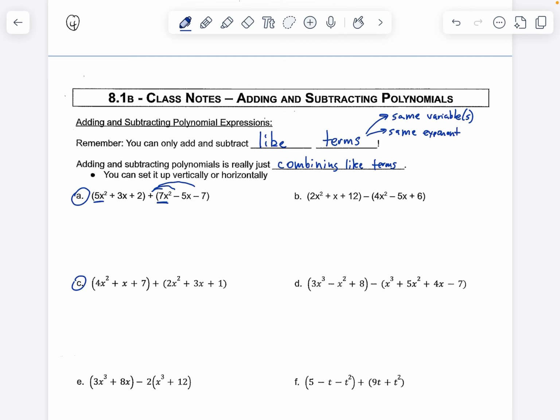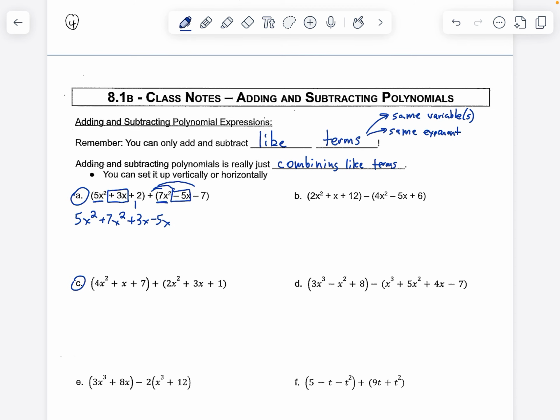So when you're adding, you're really just going to rewrite or combine together the like terms. So I see 5x squared and 7x squared. We'll rewrite those together. Since I used an underline for those, for my first degree terms, I'm going to use a box. My first degree terms are 3x and negative 5x. And last but not least, I'll use a little mini arrow. We have positive 2 and negative 7. Those both have a degree of 0.